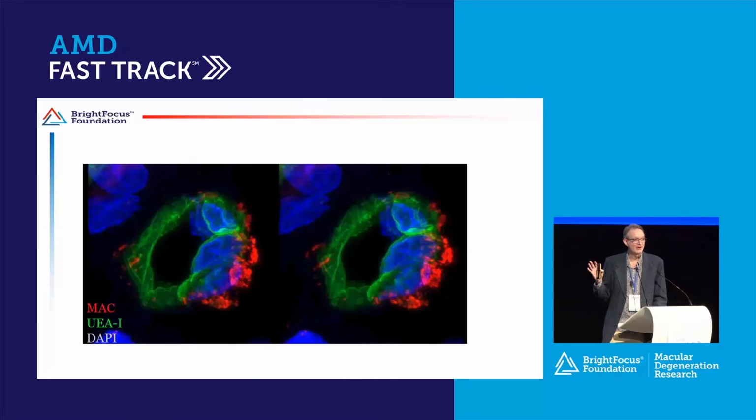And if you're able to view this in stereo, this is a confocal stereo pair of a green endothelial cell with red MAC on its surface. If you can't, find me later and we'll work at it together, because this is worth learning to do if you haven't yet.